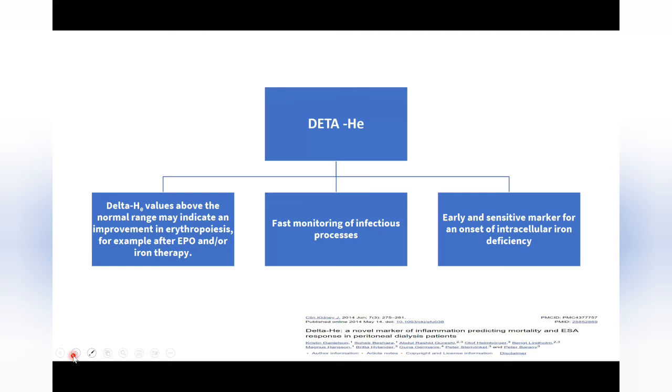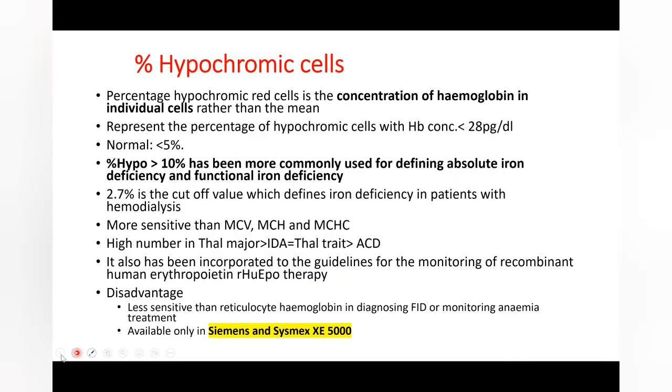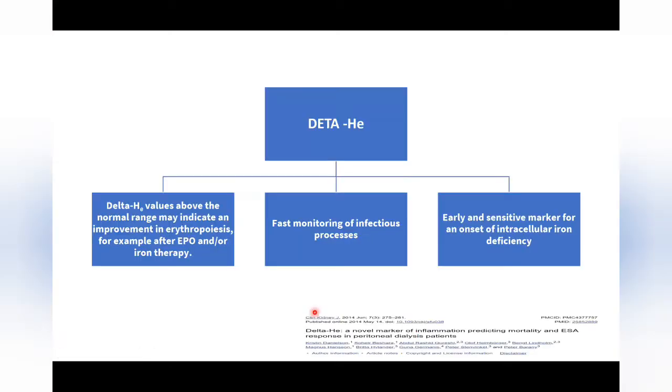Okay, so if you're looking at delta He, what did we study till now? First, that this basically is a very fast monitoring for infectious process, and it gives you a very sensitive and early marker for intracellular iron deficiency, isn't it? So whenever your delta He marker goes negative, this was a publication in Clinical Kidney Journal 2014. Whenever there is an inflammation, this could be easily assessed by delta He, because it gives you a very good marker for early onset intracellular iron deficiency.